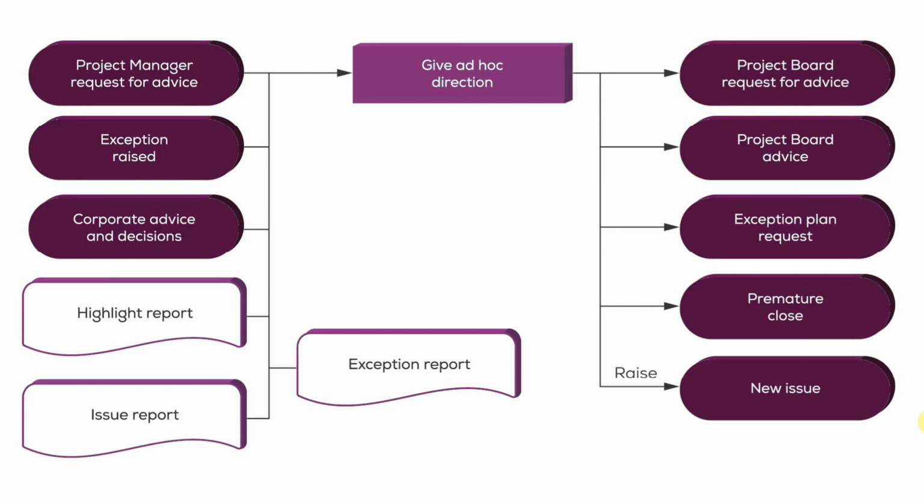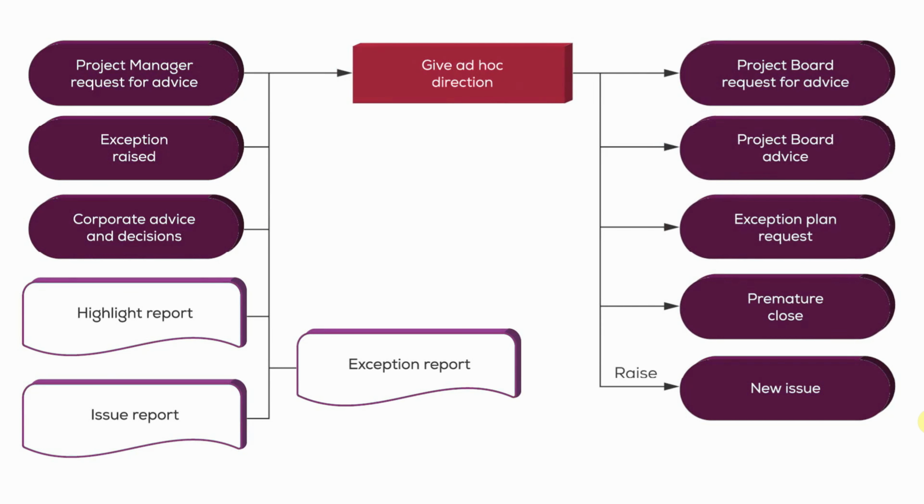Now, if the exception was a project level exception, the board may need to escalate that further. And so project board request for advice would be used to escalate that exception one level further. When corporate advice or decisions comes back in as a result of that, again, that would come back into the give ad hoc direction activity, and the project board may then trigger premature closure. They may give the project manager additional advice, or in fact request an exception plan to be prepared at project level.